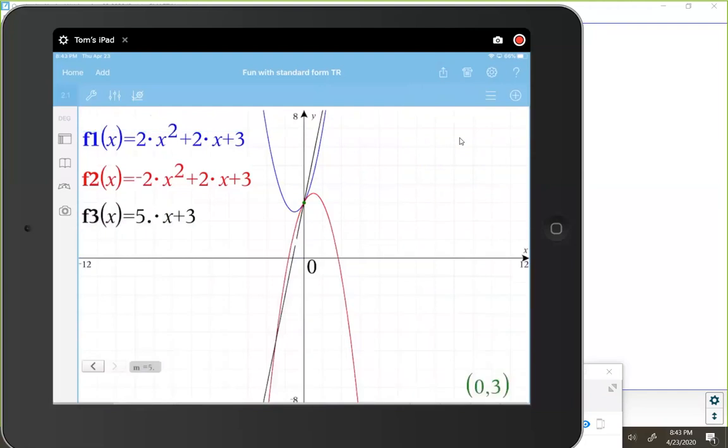And let's see, is that it? No, that's not it. Smaller, smaller, smaller. Looks like it.